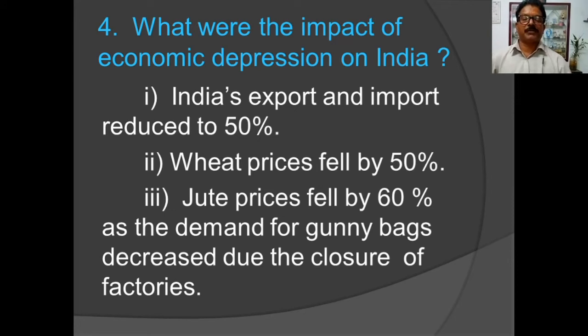The jute prices fell by 60%. Now why the jute prices reduced? Because the gunny bags were used for storing sugar cane, rice, wheat, whatever for the factories. The jute prices fell by 60% as the demand for gunny bags decreased due to the closure of factories.